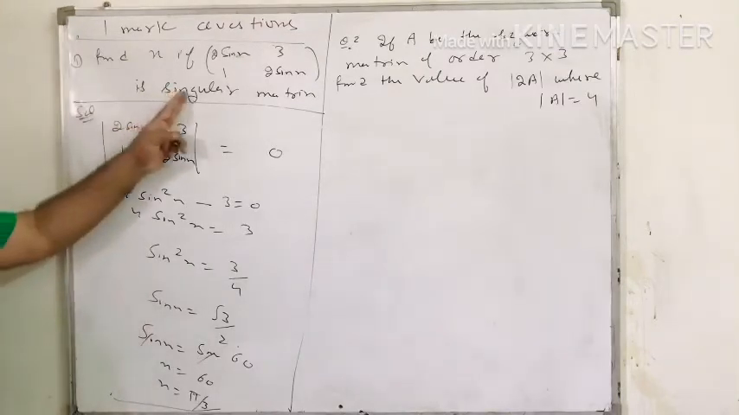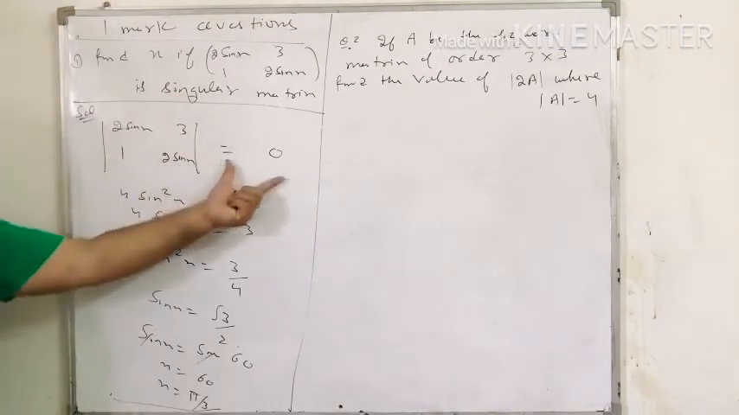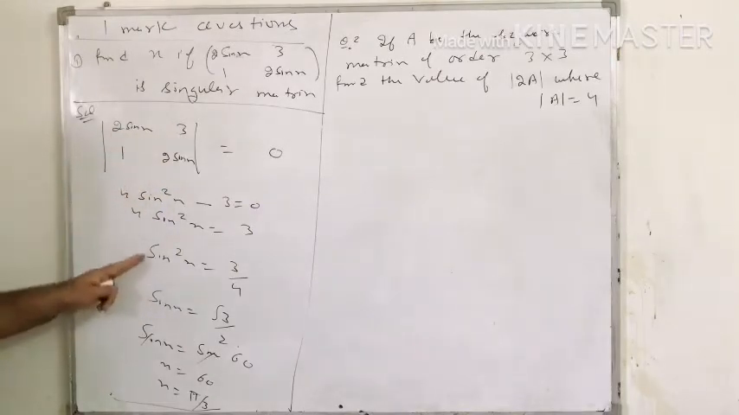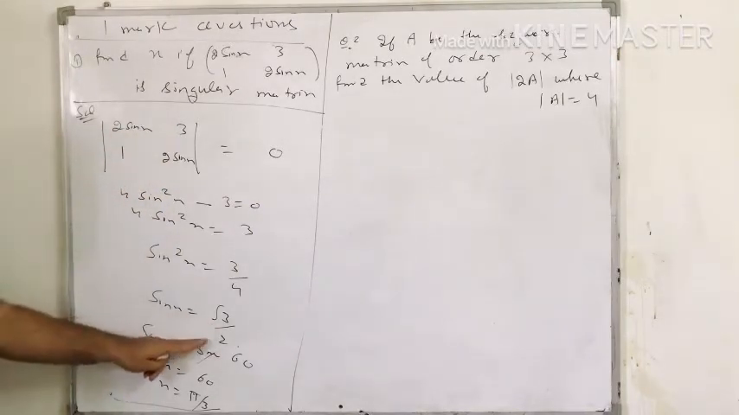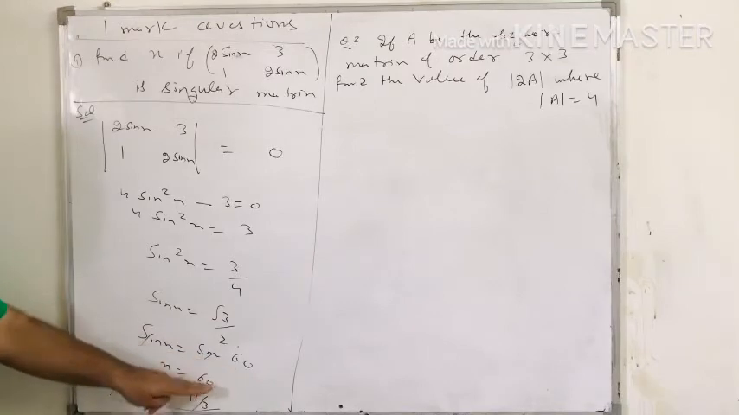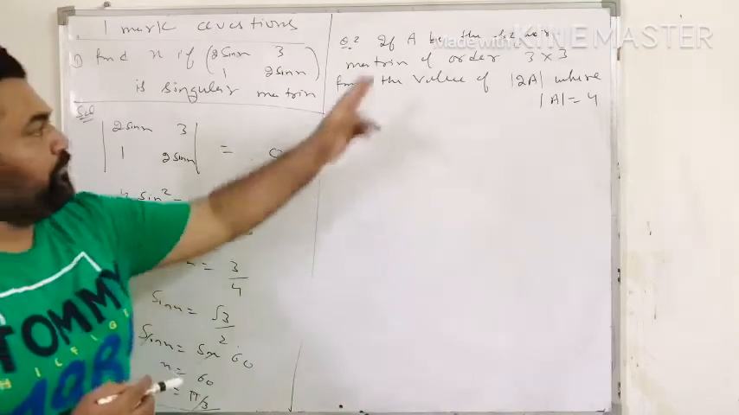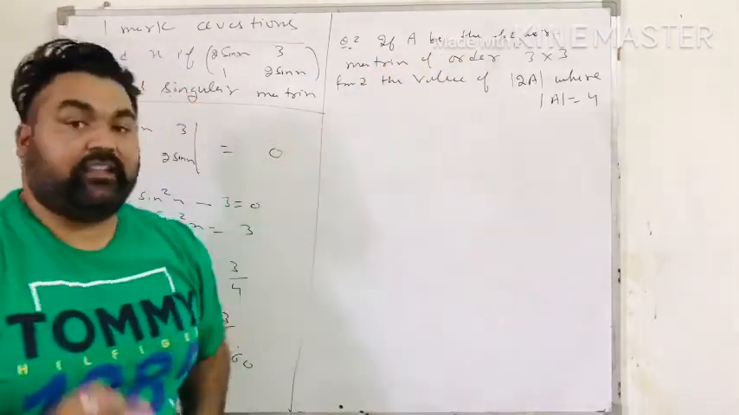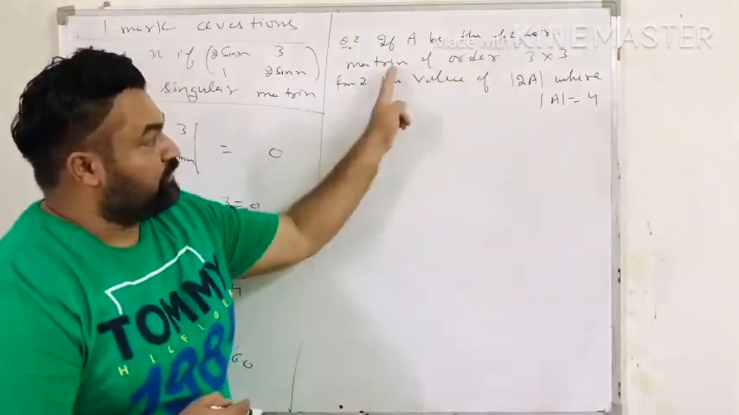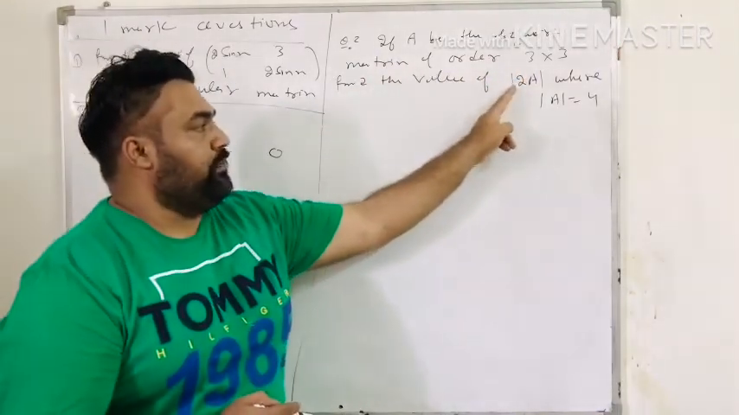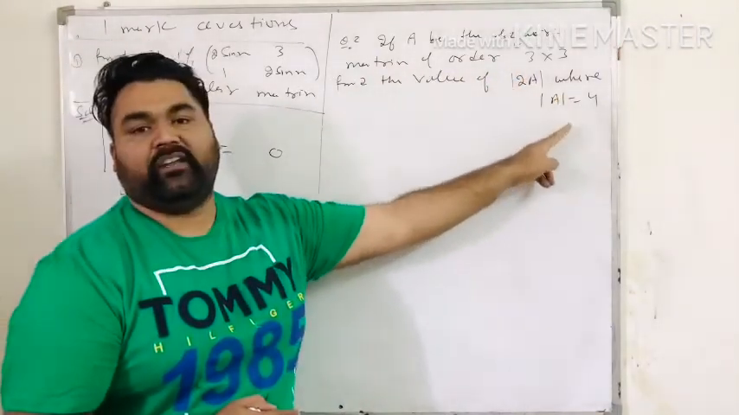So singular matrix is a matrix whose determinant is 0. And to find determinant, we cross multiply. The value of sin x is root 3 by 2. But root 3 by 2 is sin 60. So 60 means pi by 3. Now shift to this question. If A is a square matrix, remember one thing, square matrix of order 3 by 3. Find the value of determinant 2A, where determinant A equals 4.